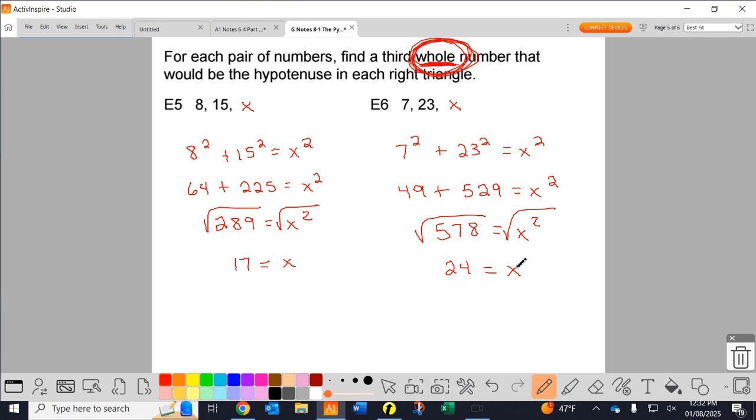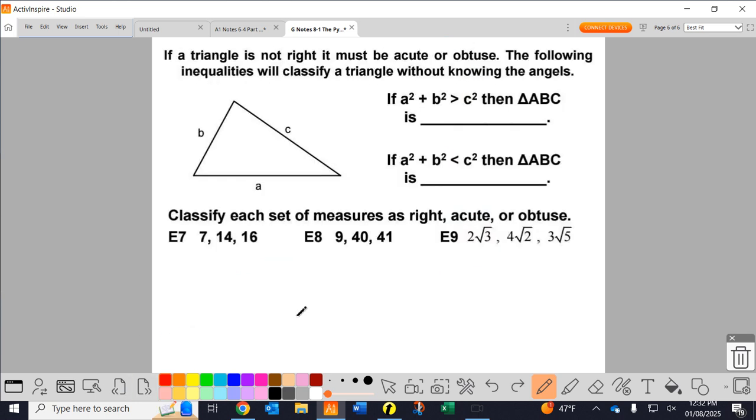Last slide is going to be not only doing the ones that are just Pythagorean theorem as far as for right triangles, you can also tell if a triangle is acute or obtuse based on Pythagorean theorem. So when you see this, you've got a triangle. It says if a triangle is not right, it must either be acute or obtuse. Based on that, the inequalities below are going to show you which one it is.